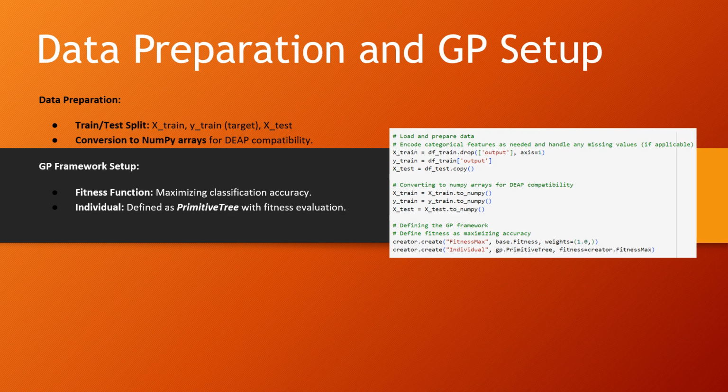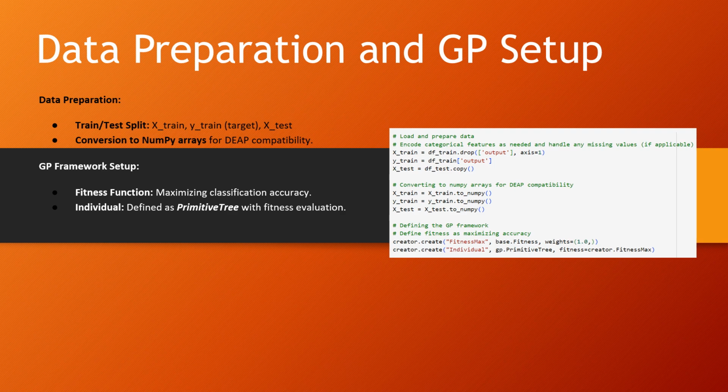Now let's dive into the GP framework setup, where the real magic happens. A key part of GP is the fitness function, which is like a coach for our model. For this project, the fitness function was designed to maximize the classification accuracy. Each model in GP is called an individual and it's represented as a primitive tree. This tree contains functions and features and it's evaluated based on how accurately it classifies the data.